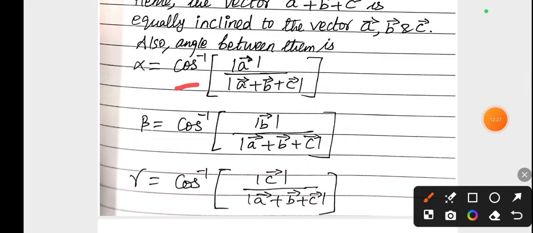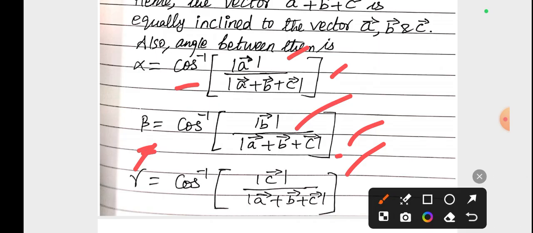Alpha equals cos inverse of magnitude of A vector by magnitude of A vector plus B vector plus C vector. Beta equals cos inverse of magnitude of B vector by magnitude of A vector plus B vector plus C vector. Gamma equals cos inverse of magnitude of C vector by magnitude of A vector plus B vector plus C vector. Clear? Check, children.